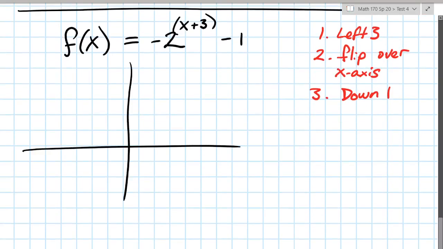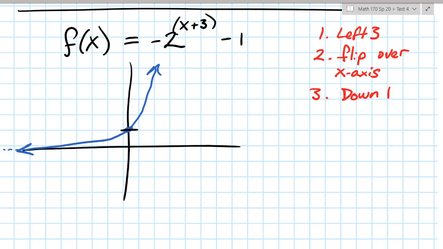So here is our base 2 to the x graph. We're paying attention to where the intercept is and where the asymptote is here. And I'm going to go left 3. I'm going to flip over the x-axis and then down 1. So this point, that intercept point, left 3, flip across the x-axis, and down 1 brings us down to here.